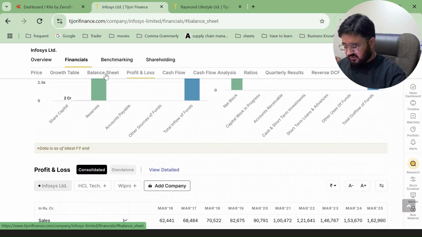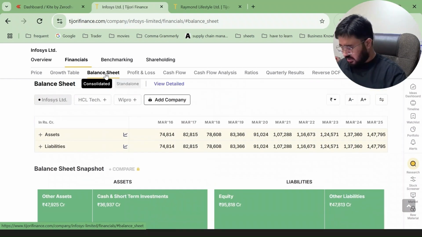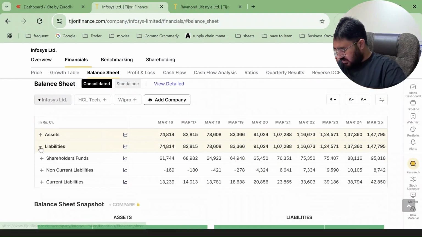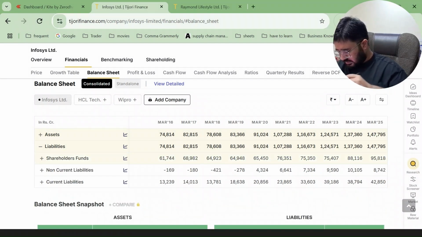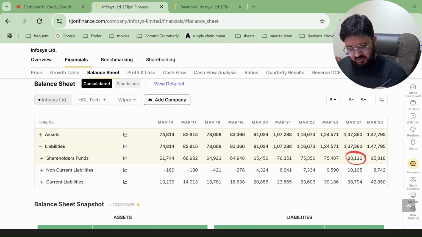We will get shareholders funds from the balance sheet. In the balance sheet, shareholders funds come under the liability section. Over here you could see shareholders fund. It consists of share capital and reserves. Right, now let's see what the shareholders funds are. It is 88,116.